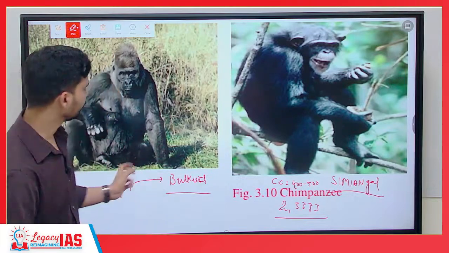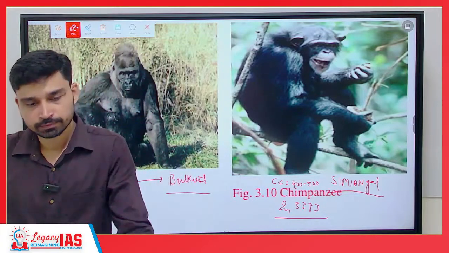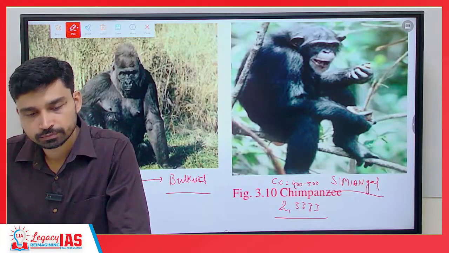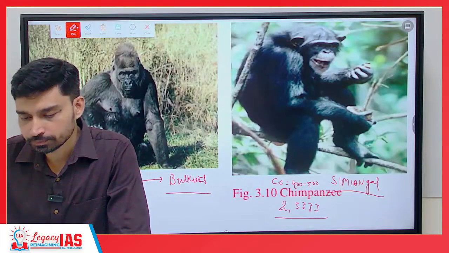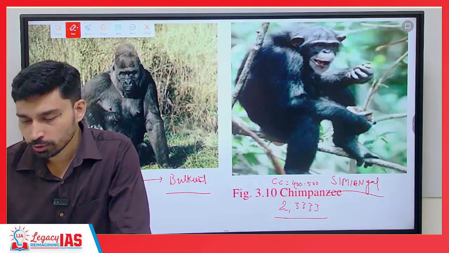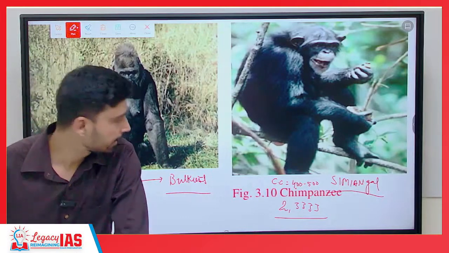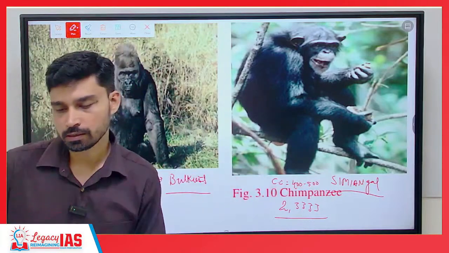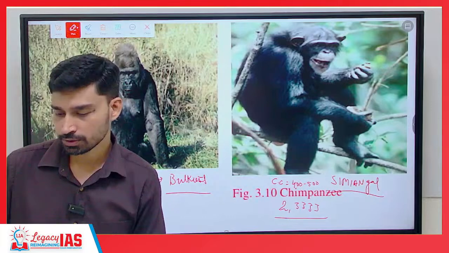The height is 5.5 feet. The weight is 200 kilograms. The cranial capacity is the same as chimpanzee, around 500 cc.